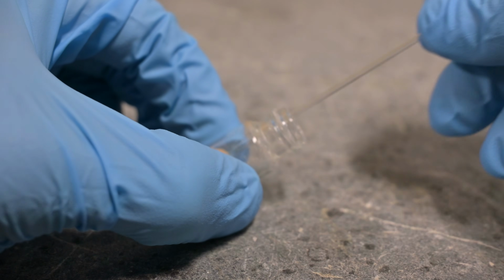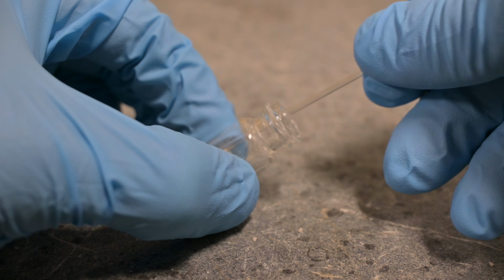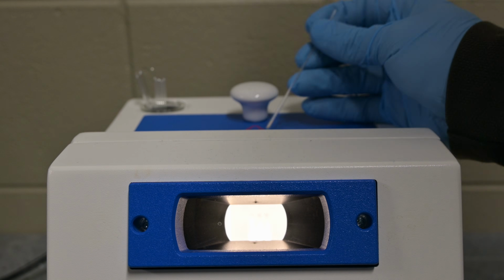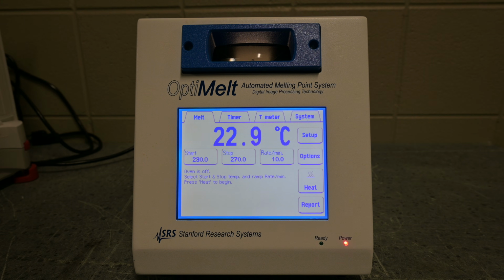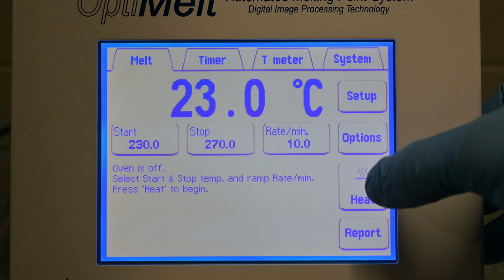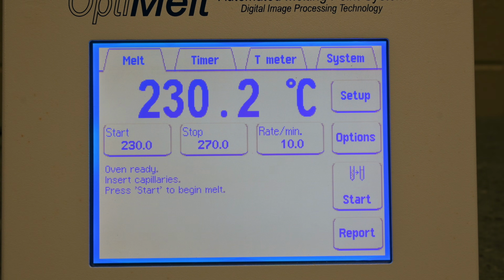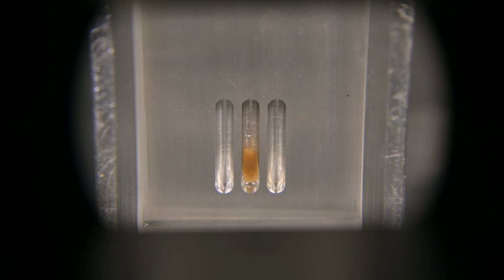We take our sample and put some into a capillary tube, which will hold it as it melts. Next, we load our sample into a melting point apparatus. I set this one up to start at 230 degrees Celsius and go to 270 at a ramp of 10 degrees Celsius per minute. And shortly it's hot enough to start. We hit the start button and allow it to ramp up till the sample melts.